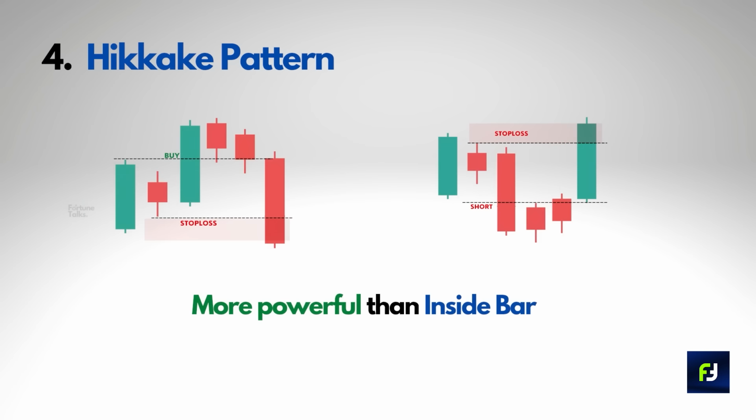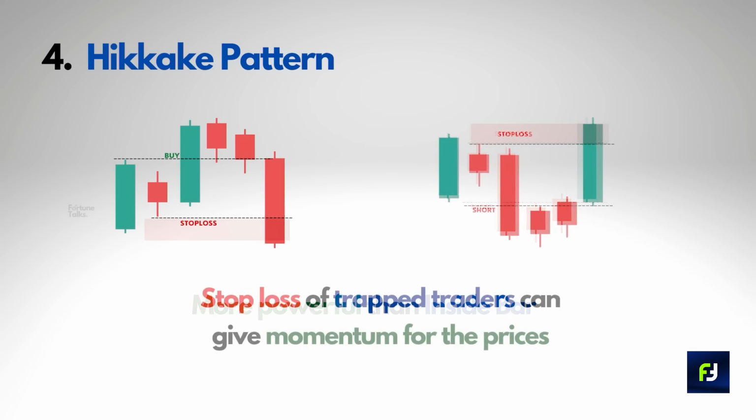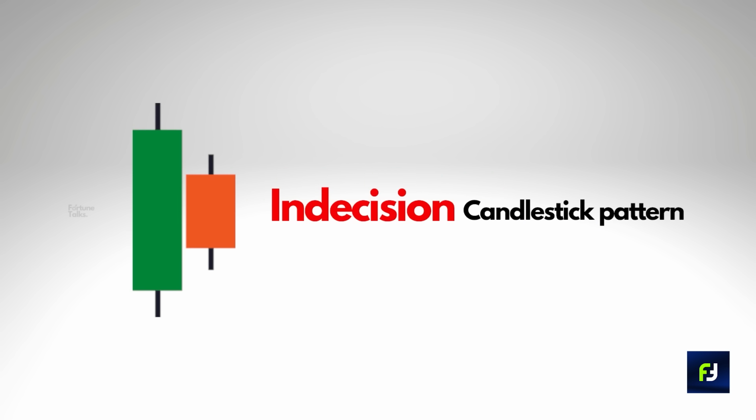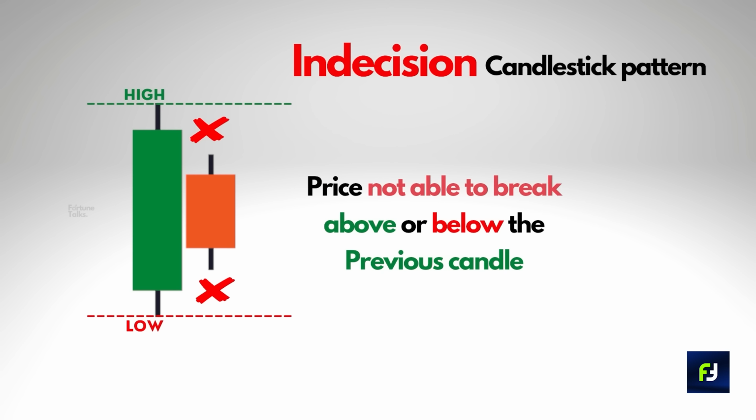But this is a much more powerful strategy since the breakout traders get caught on the wrong side of the move and their stop loss would push the market in your favor if you take the right side of the trade. Now let us talk about the nature of an inside bar or the outlook of an inside bar in the market. The inside bar is actually an indecision candlestick pattern. The inside bar is formed because the price was not able to break either the high nor the low of the previous session or the previous candle.